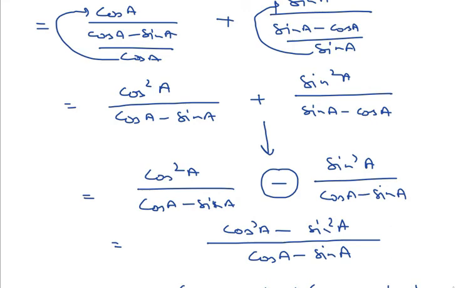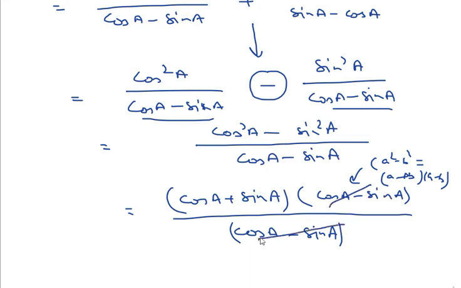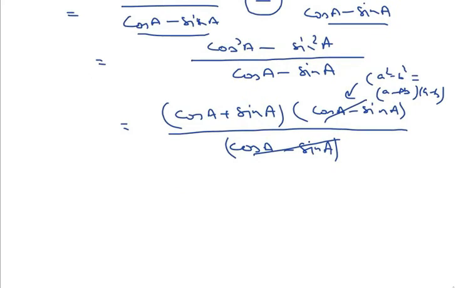What I am going to do, I am solving further. Both the denominators are the same, so taking LCM, this is cos square A minus sin square A, and here I have applied the a square minus b square formula. This is a plus b and a minus b. I have applied it over here. So you can see this bracket will be cancelled out because these two brackets are common, and finally the answer is sin A plus cos A. This is your right hand side.